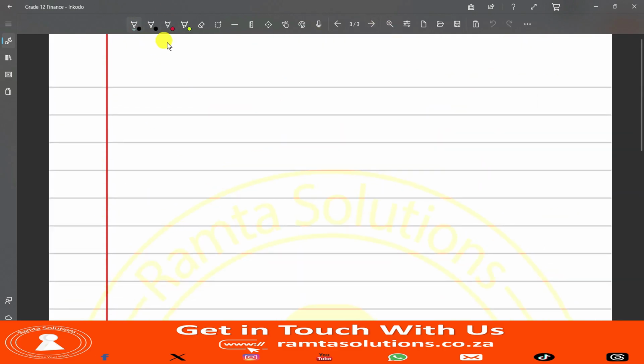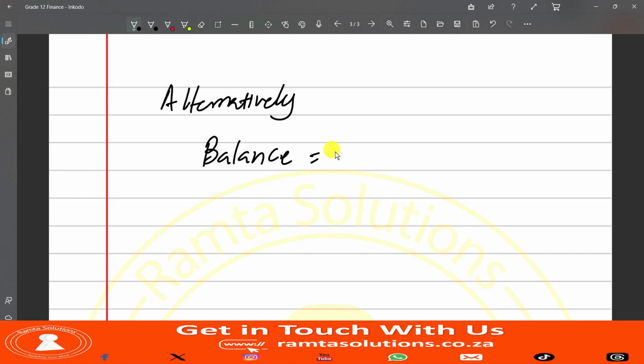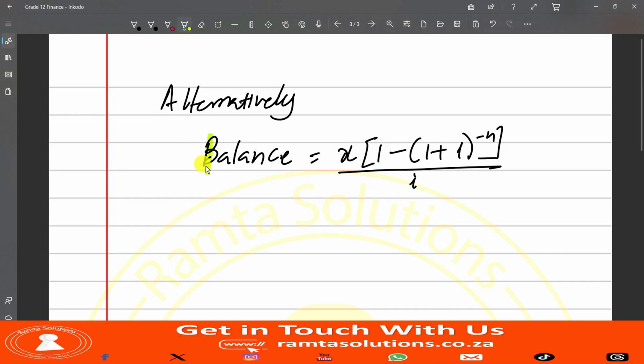Alternatively, though I would like you to use only one, the balance would be the present value. This is another way of finding the balance.